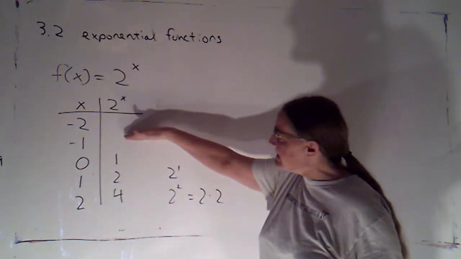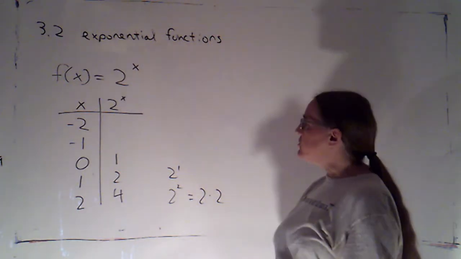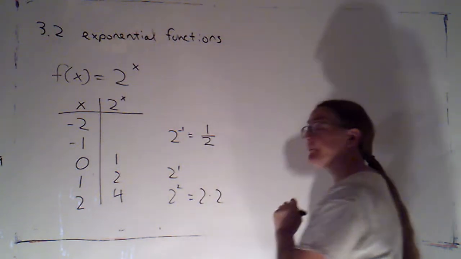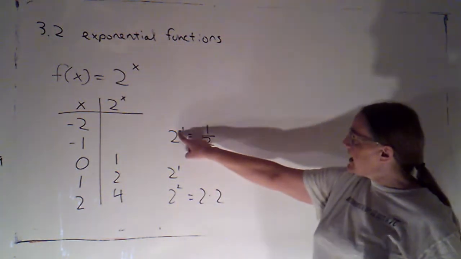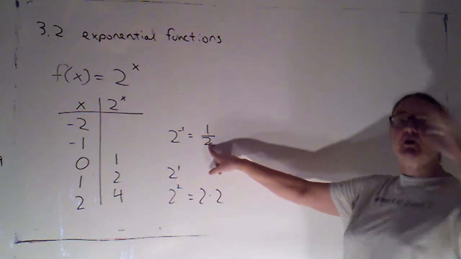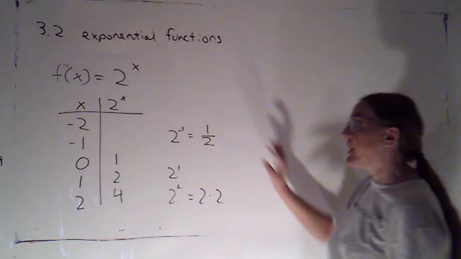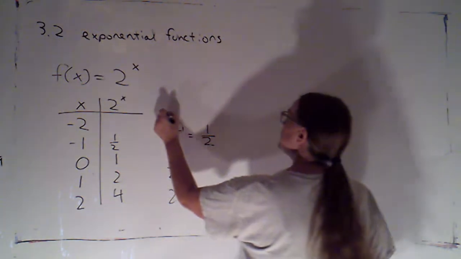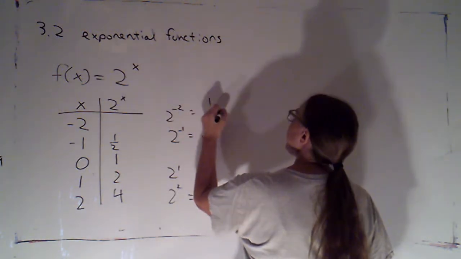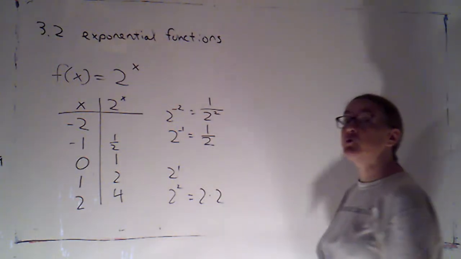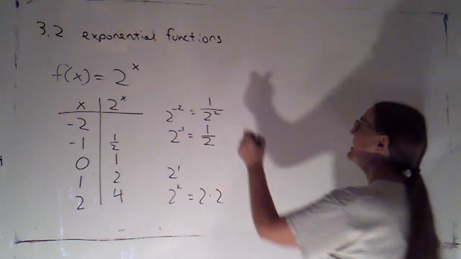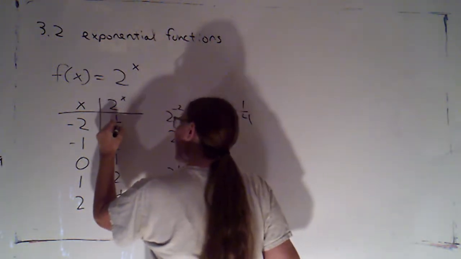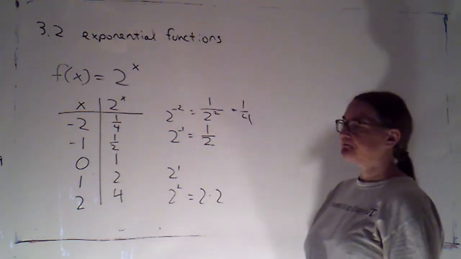Now, with my negative exponents, 2 to the negative 1, remember that's just the reciprocal of 2. The negative exponent tells me that the 2's are going to be in the denominator, but my result is still positive. And if I look at 2 to the negative 2, that's the reciprocal of 2 squared. So that's going to be 1/4. Again, the negative exponent does not make the result negative.